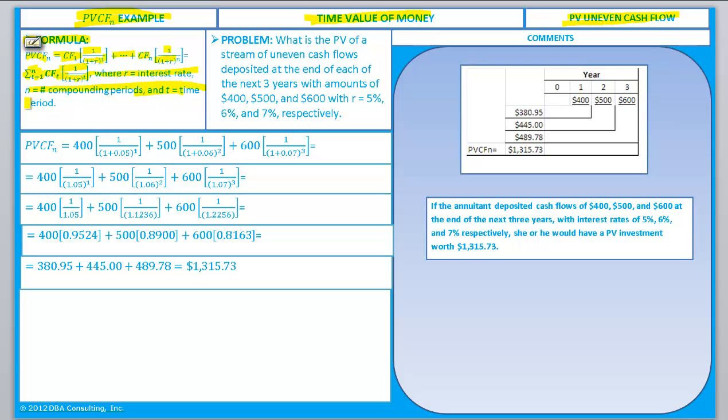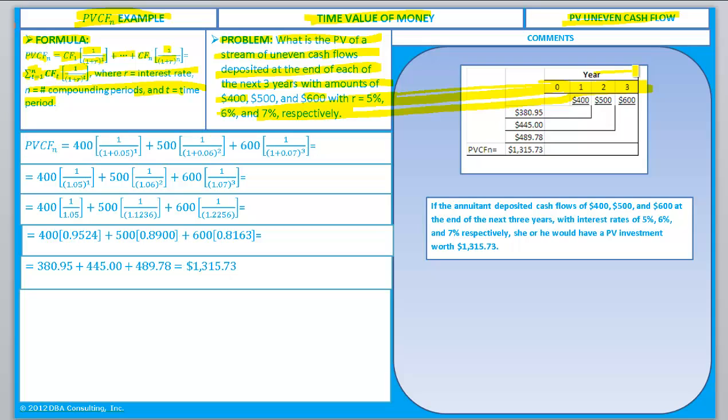So this specific problem is, what is the present value of a stream of uneven cash flows deposited at the end of each of the next 3 years with amounts of 400, 500, and 600, with R equals 5%, 6%, and 7% respectively. These are for each of the years. So 5% would be year 1, 6% would be for year 2, and then 7% would be for year 3.